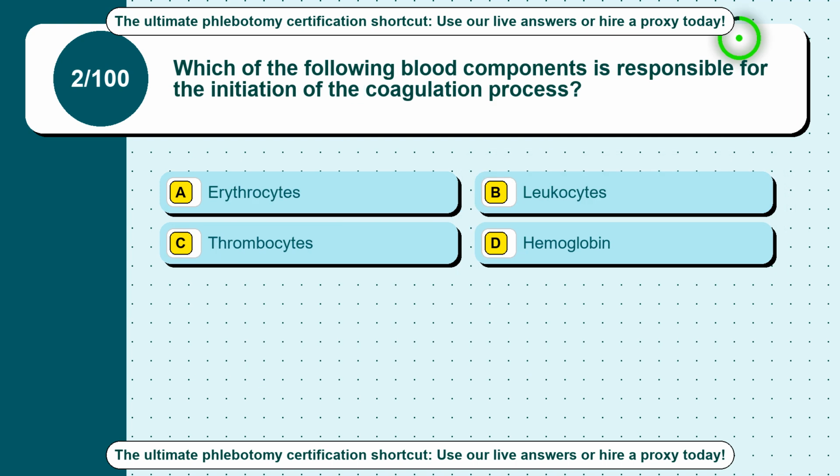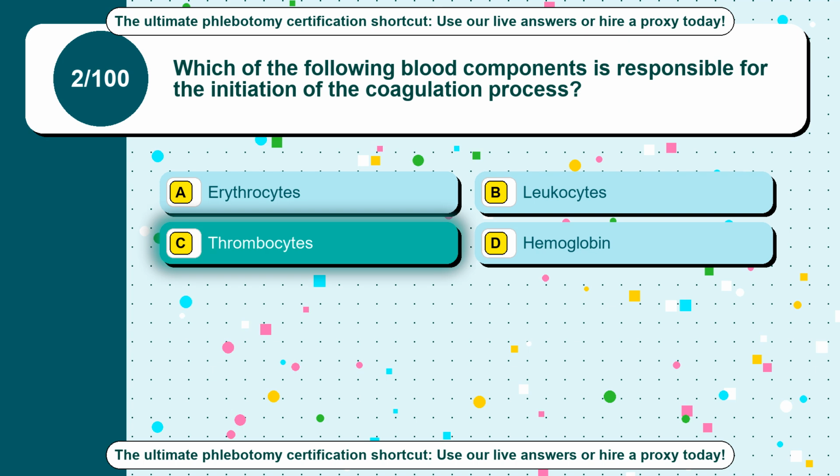Question 2. Which of the following blood components is responsible for the initiation of the coagulation process? Option A, erythrocytes. Option B, leukocytes. Option C, thrombocytes. Option D, hemoglobin. The correct answer is option C, thrombocytes.